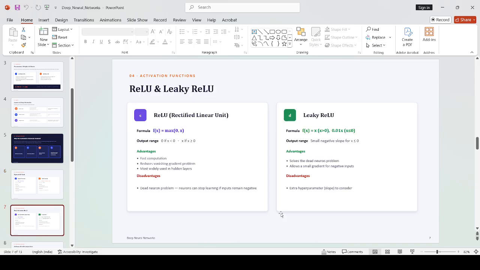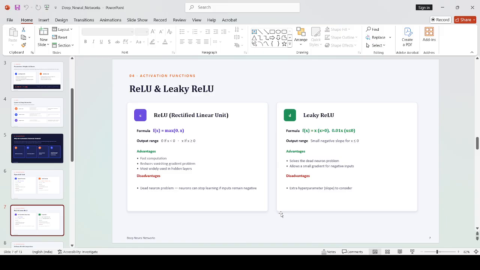To overcome the limitation of sigmoid and tanh, the ReLU or rectified linear unit was introduced. ReLU outputs 0 for negative values and returns the input value for positive values. It is computationally simple, trains much faster, and significantly reduces the vanishing gradient problem. For these reasons, ReLU is the most commonly used activation function in hidden layers.